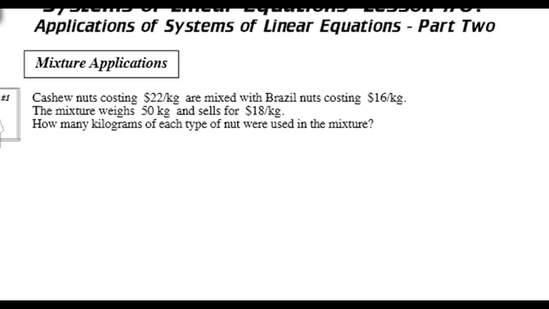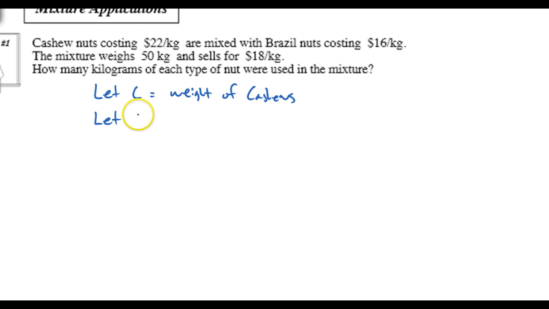So the first thing you want to do is label some variables here. Again, our goal is to come up with two equations from these sentences. That's going to help us form the system so we can solve for the variables. So, cashew nuts, I'm just going to use the letter C. Let C equal the weight of cashews, and then let B be the weight of Brazil nuts.